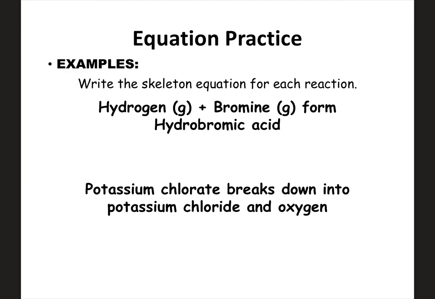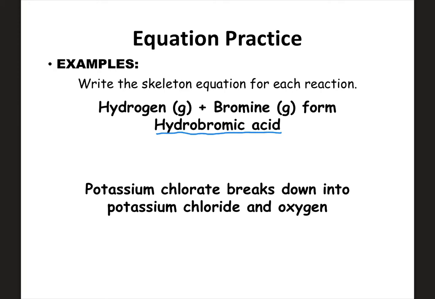So we're going to do some quick practice here, writing some skeleton equations. This is going to be a skeleton equation because we're not going to worry about balancing it yet because we haven't learned how to do that. So we're just getting used to writing out an equation and practicing this. So the first one says hydrogen and bromine are forming hydrobromic acid. So it looks like we have an acid here. So we will have to pay attention to our acid naming rules when we're doing this one. But we're just going to start with our reactants and then work our way to our products.